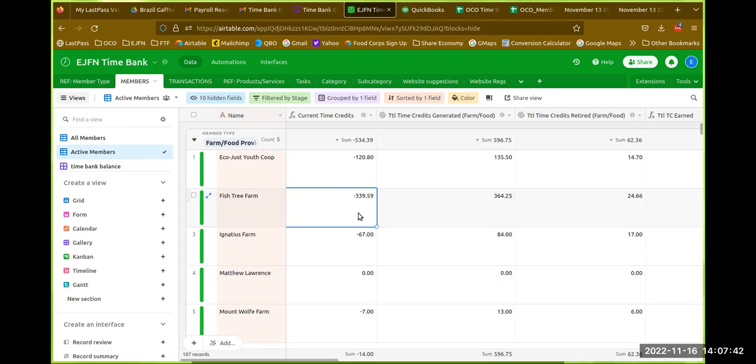So that's not really fair to Fish Tree. So either the youth co-op pays Fish Tree back for that produce, or... Yeah, sorry to interrupt. I think that's basically the only response. Currently, you already invoice the EcoJust Youth Co-op when you do monetary accounting.